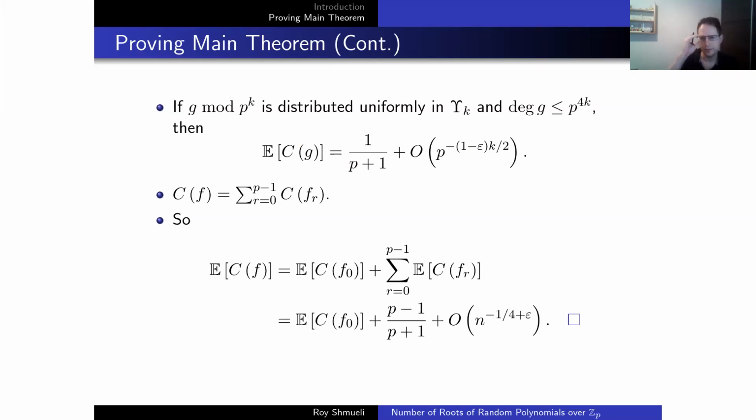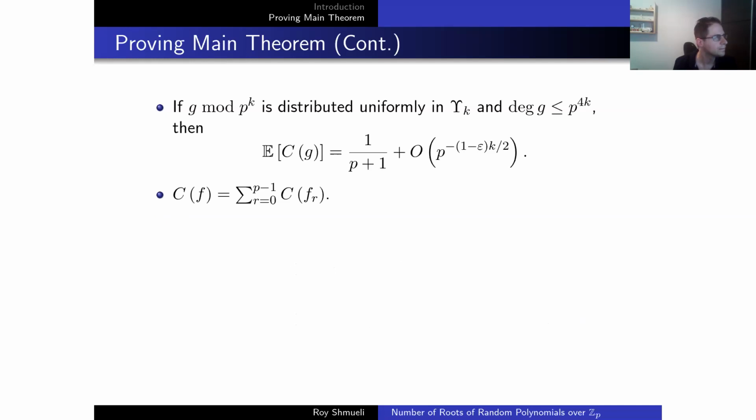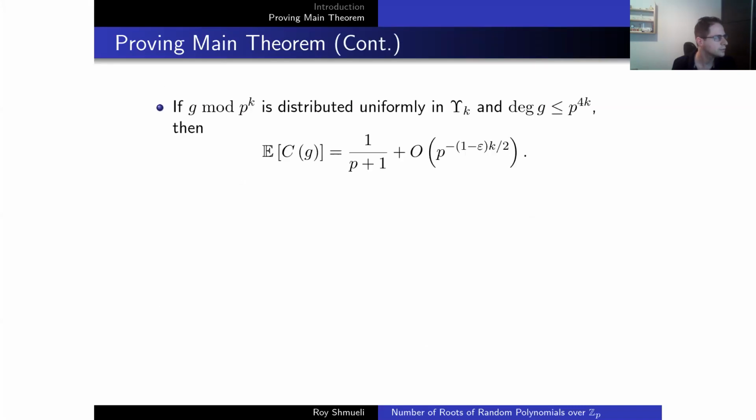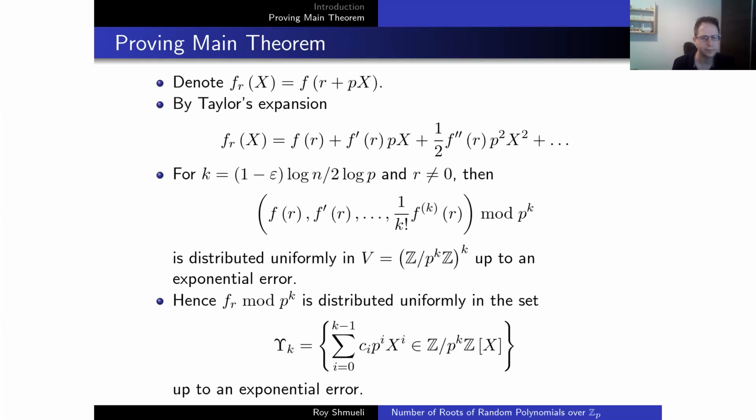Any question? Just when you say that it distributes uniformly on the upsilon k up to an exponential term, is it exponential in k, n, p? Exponential in n. In the degree. Oh. Yeah. And k is logarithmic in n, right? Yeah.